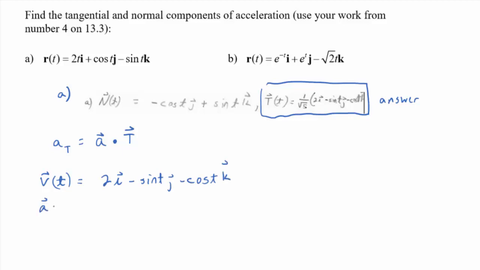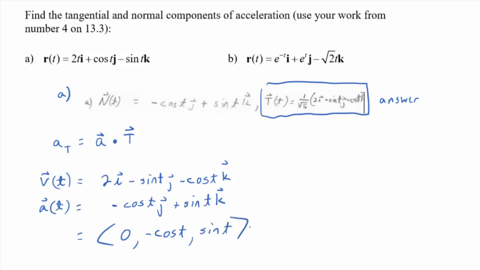And then a of t is going to be what? Oh, that's nice. 0i minus or plus? We're just taking derivatives, so how about minus cosine t j, and then, yeah, then it'll be plus sine t k. Okay? Or if it helps you to think in component form, 0, negative cosine t, sine t, right? Because when you're taking a dot product, it's kind of helpful to think in component form, just so you don't forget about that 0, right?